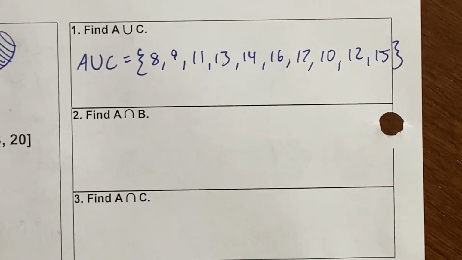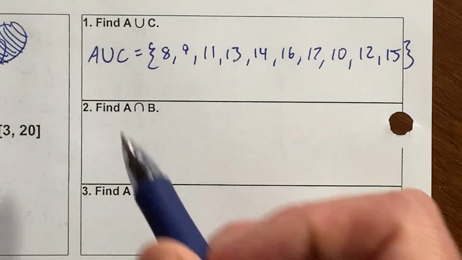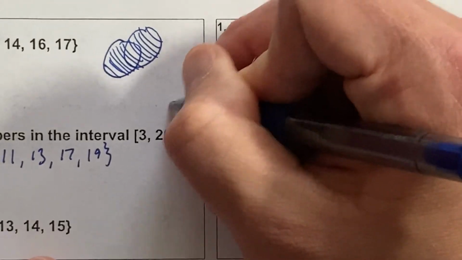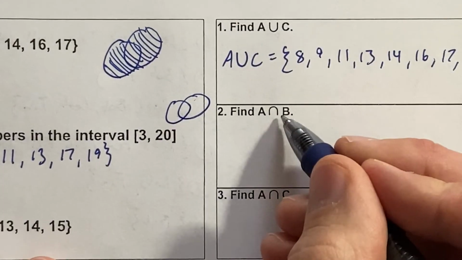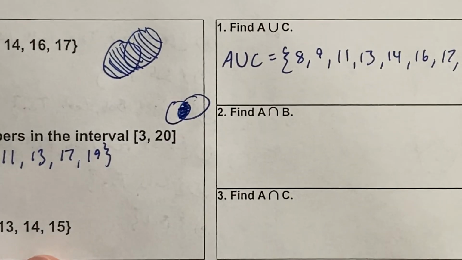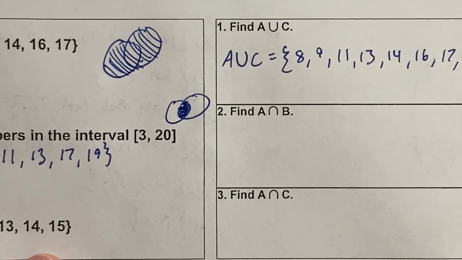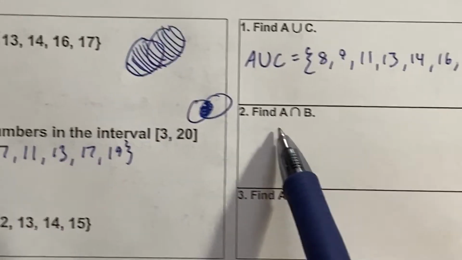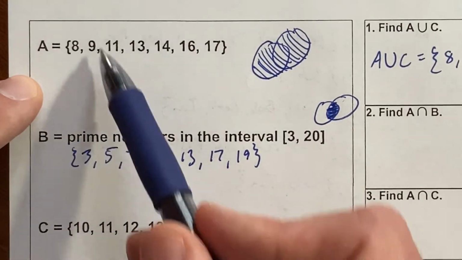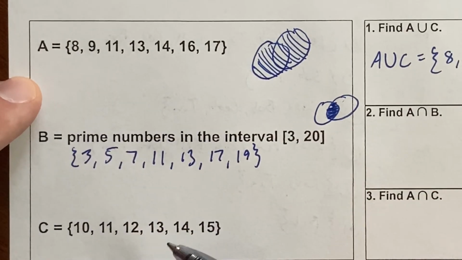Number 2, find A intersect B. So this means A and B. And if I'm looking at the picture for that, intersection would be all of this stuff, the stuff that's found in both of them. Overlap isn't necessarily the correct word, but the stuff that's overlapping in between the 2 of them. So I need numbers that are found in both A and B. Well, 8's not down there. 9's not down. 11's in there. Let's write 11.